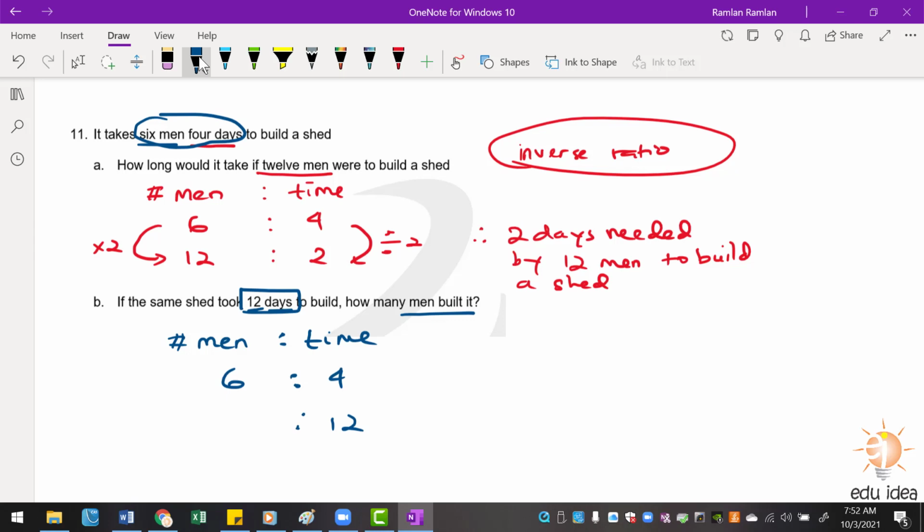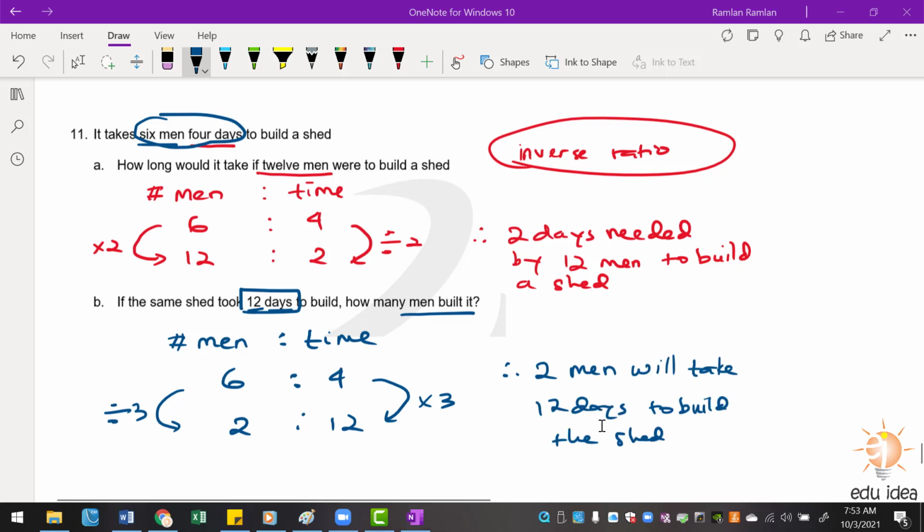So again, you do the same thing as ratio, but this time do it in inverse, because if one is increasing, the other is decreasing. So we go from 4 to 12, you multiply this by 3, right? So instead of multiplying this by 3, you divide this by 3. So 6 divided by 3 is equal to 2. So we can conclude that 2 men will take 12 days to build the shed.